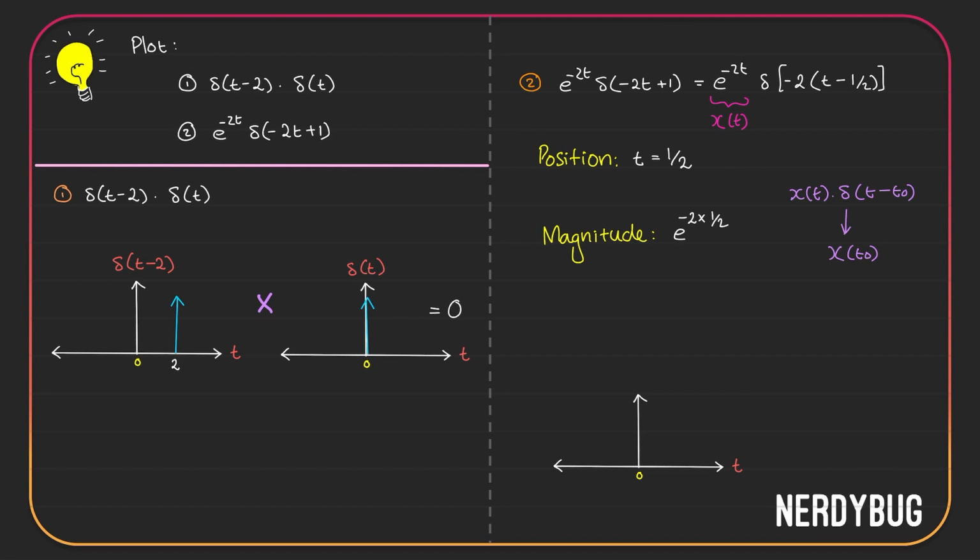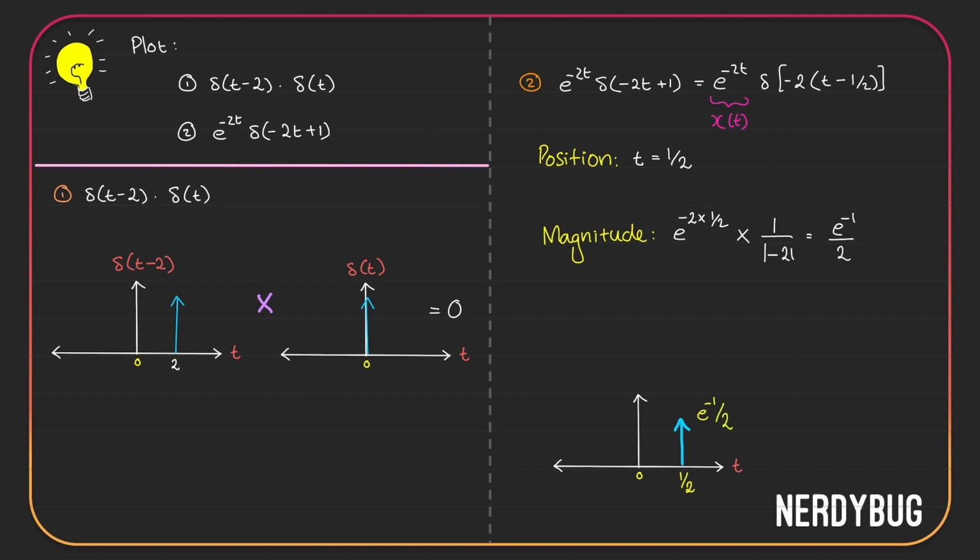Now this is not all. Our function also has a time scaling happening, that is minus 2. And we know delta of at will have a magnitude 1 by mod a. So we have to include that as well. This will be multiplied with 1 by modulus of minus 2, that is e raised to minus 1 by 2. To show this on a graph, we will have something at t equals 1 by 2 with magnitude e raised to minus 1 divided by 2.